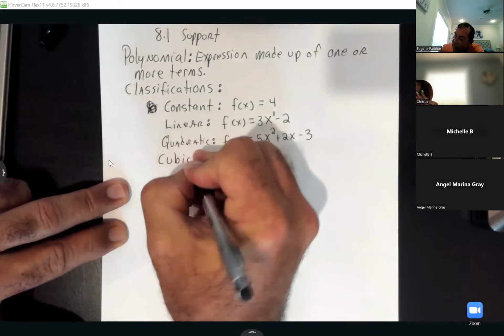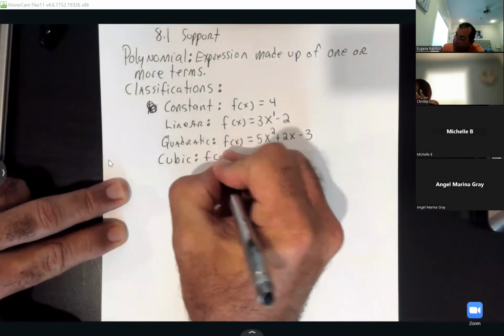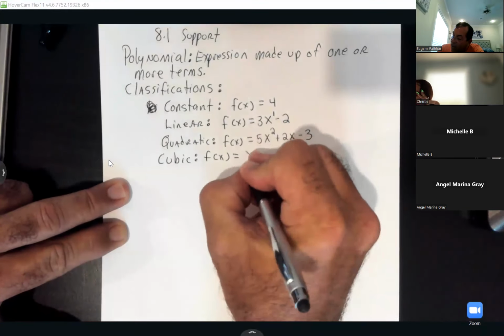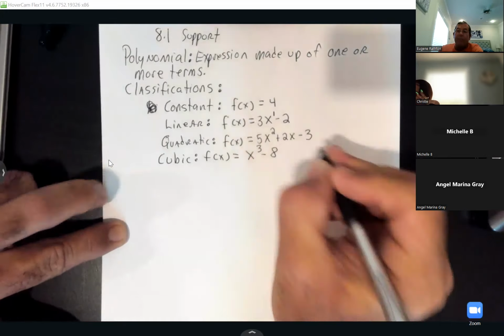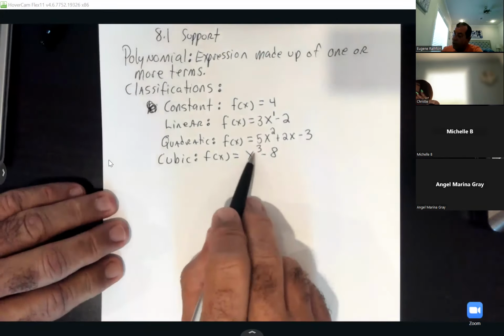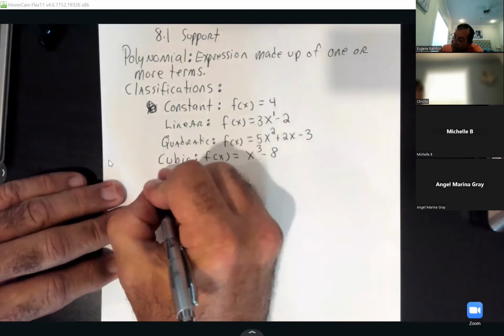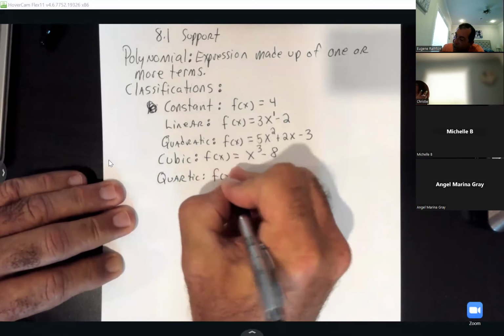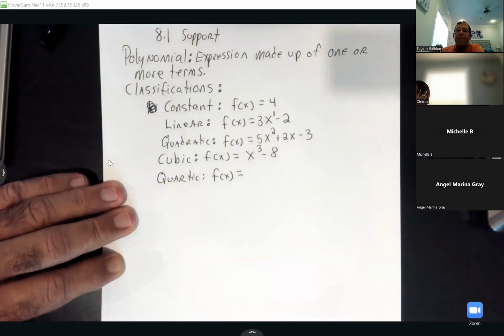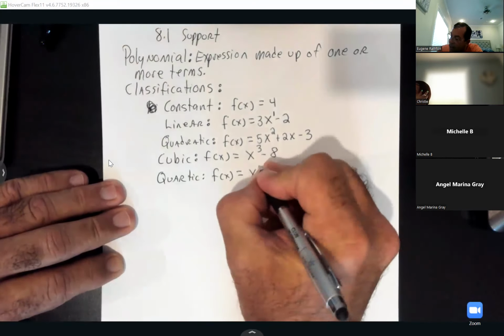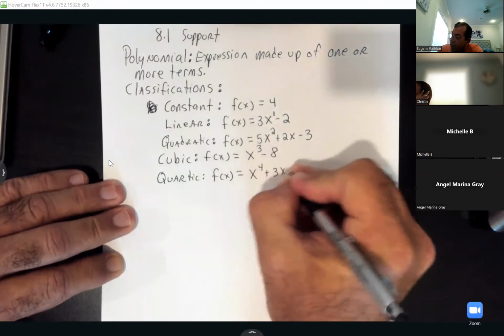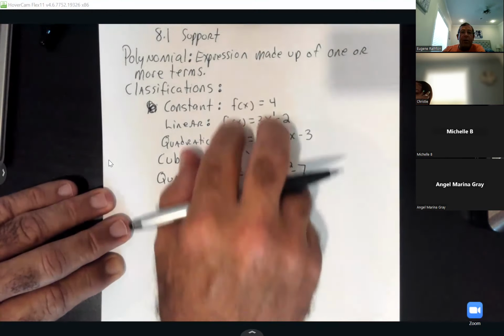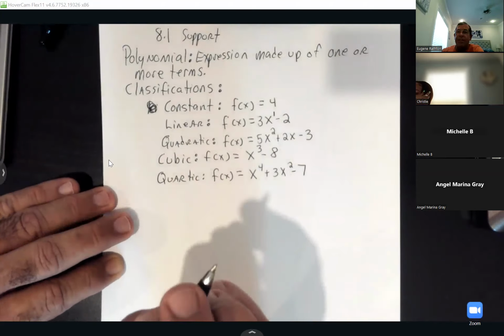Next is cubic. Cubic would be something with an exponent of 3 on the variable. So how about something like x to the third minus 8. Cubic has an exponent of 3. And then finally, we've got quartic. Quartic expressions have an exponent of 4. So we could have something like x to the 4th plus 3x squared minus 7. Now I'm going to get into a little bit more of these after I give you a few more definitions.